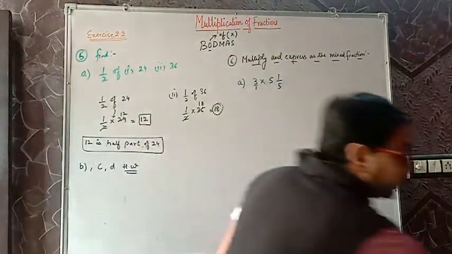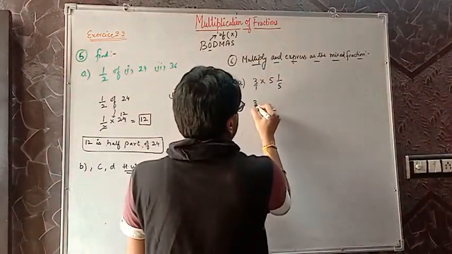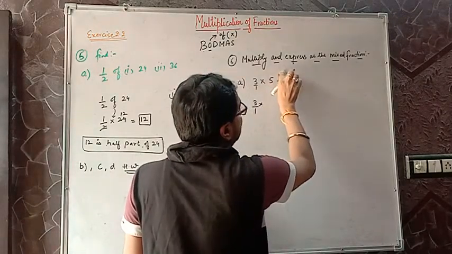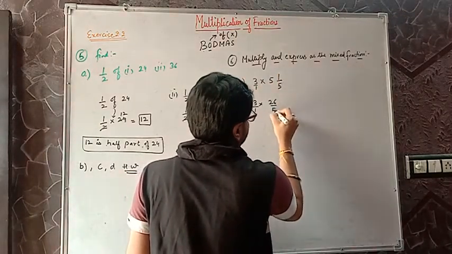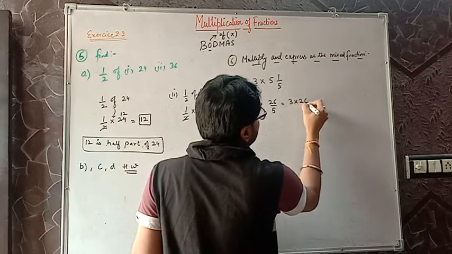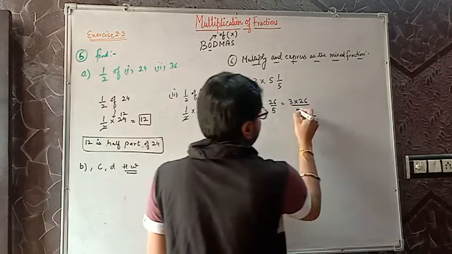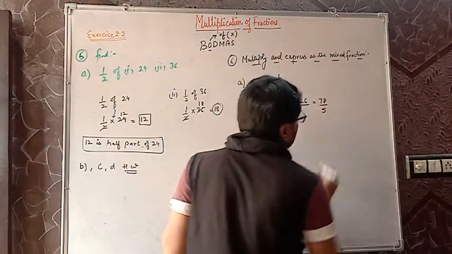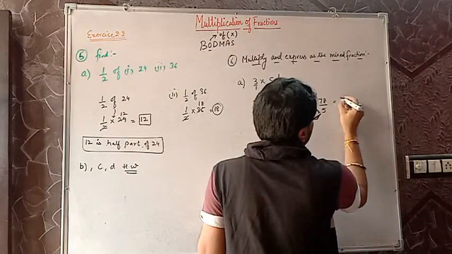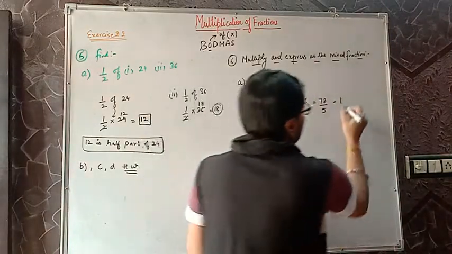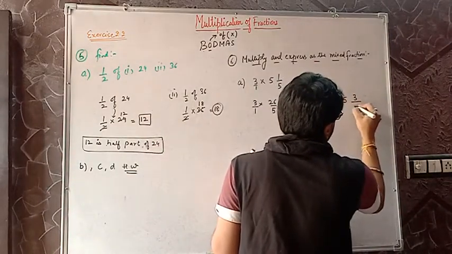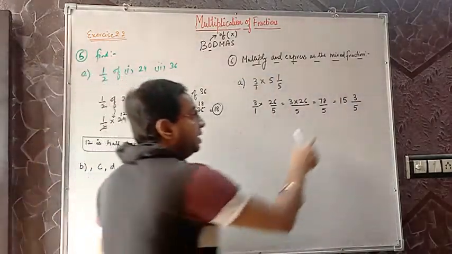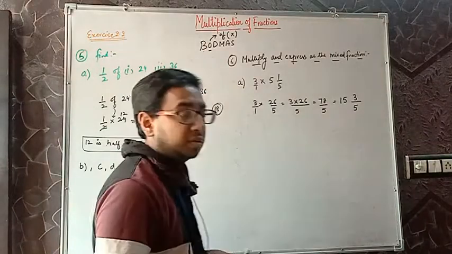So what will we do? Simple. 3 by 1 as it is. 5 into 5, that's 25. 25 plus 1, that's 26 upon 5. Simple multiplication. 6 into 3 into 26 upon 5 is equal to 78 upon 5. If we talk about 78 upon 5, you'll be getting 5 and 3 upon this. Clear? So 15, 3 by 5 is your answer.